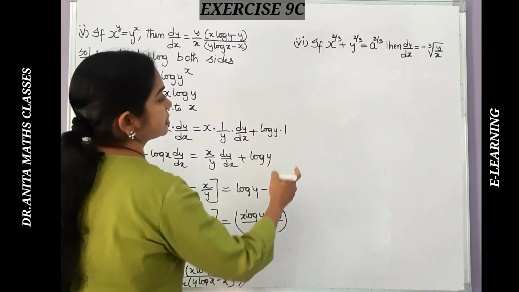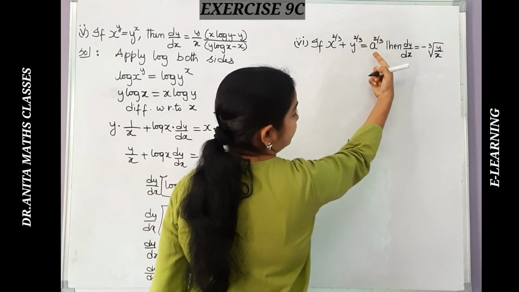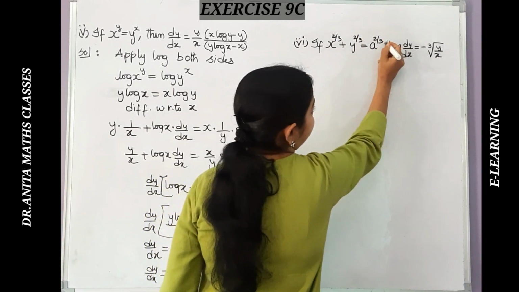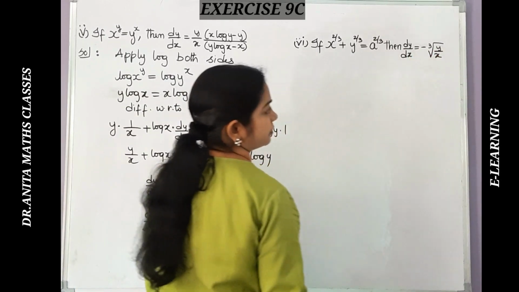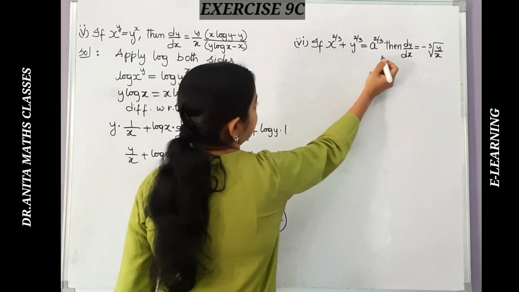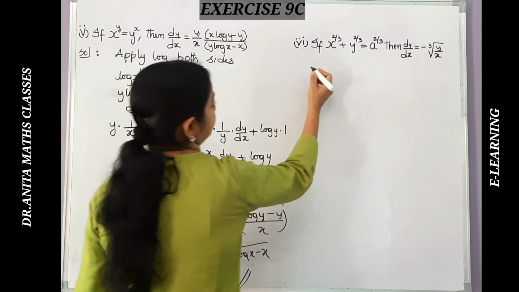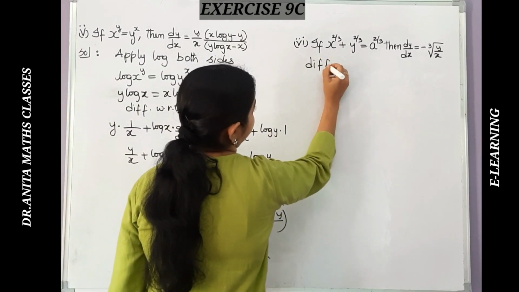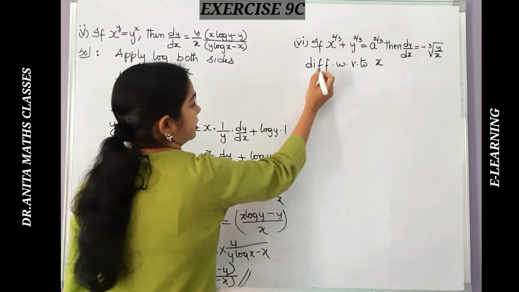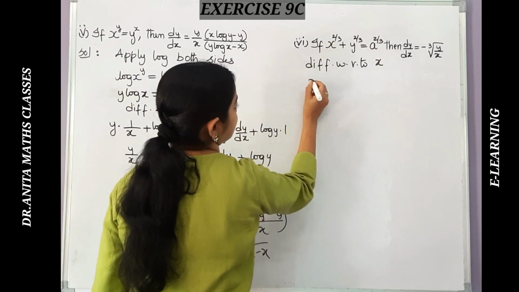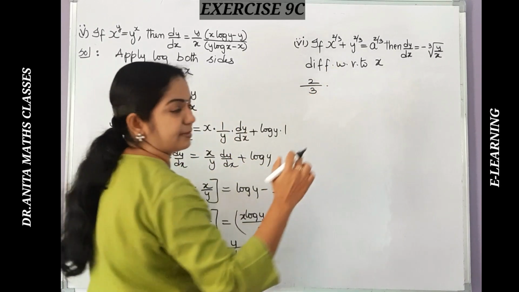Now moving on to the sixth problem. If x raised to the power of 2 by 3 plus y raised to the power of 2 by 3 is equal to a raised to the power of 2 by 3, then dy by dx is minus cube root of y upon x. So let us start by differentiating with respect to x. The differentiation of this becomes 2 by 3 x raised to 2 by 3 minus 1.